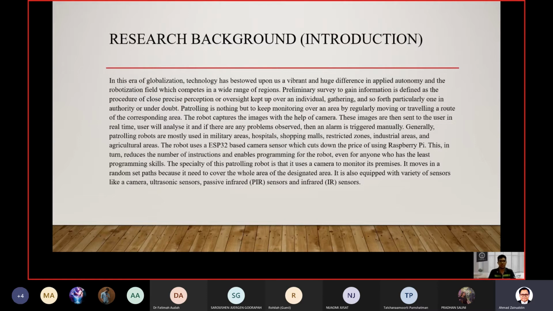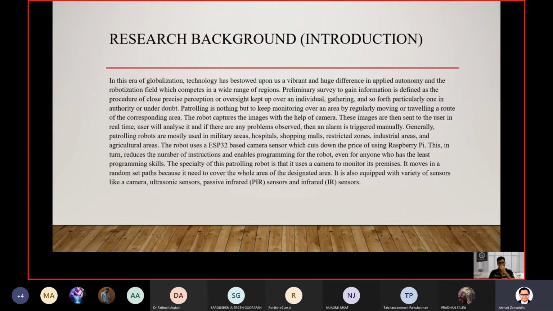These images are then sent to the user in real time. The user will analyze it, and if there are any problems observed, then an alarm will be triggered manually. Generally, patrolling robots are mostly used in military areas, hospitals, shopping malls, restricted zones, industrial areas, and agricultural areas.